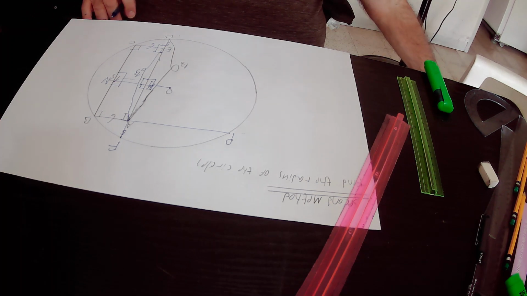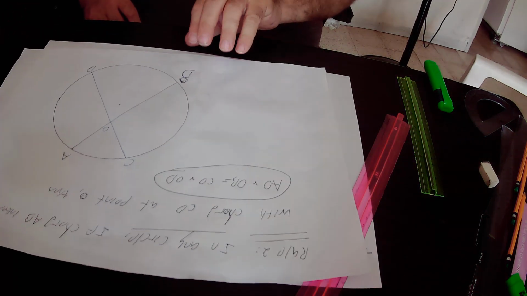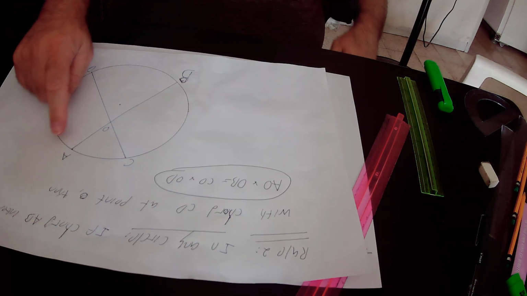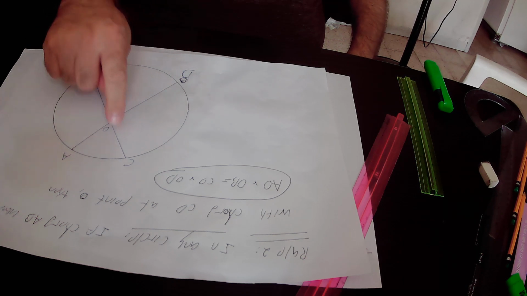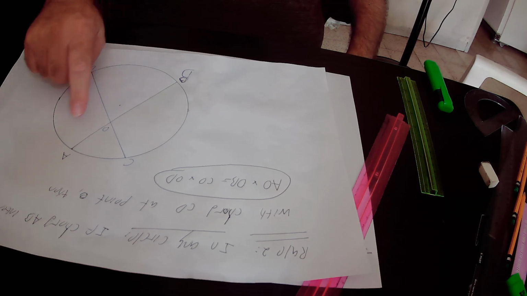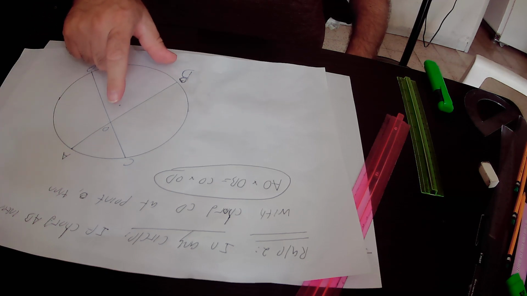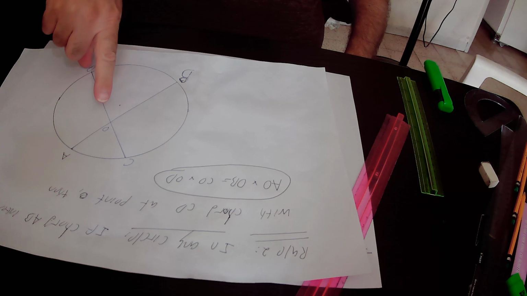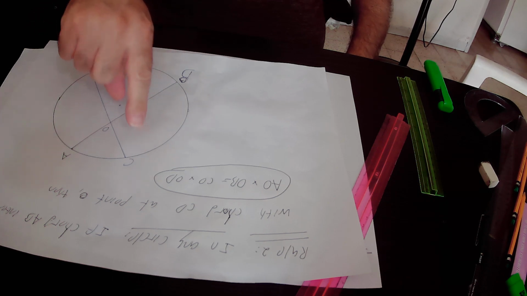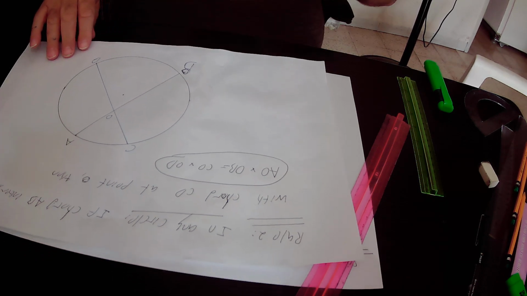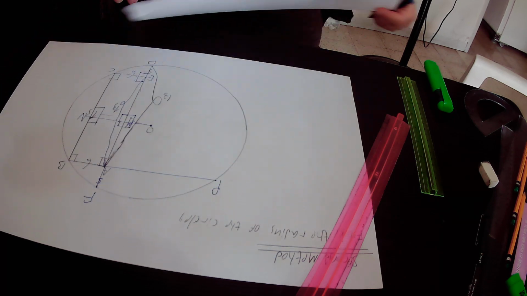According to the old rule number 2, if chord AB intersects with chord CD at point O, then AO times OB equals CO times OD. Again, AO times OB equals CO times OD. We can actually implement the old rule number 2 in our drawing.